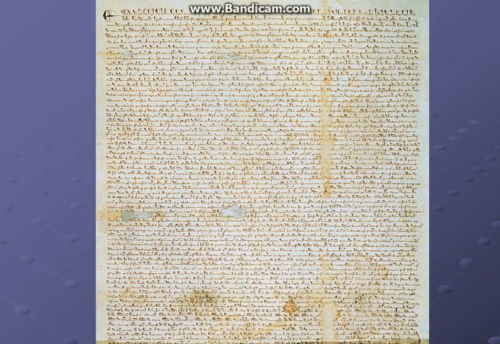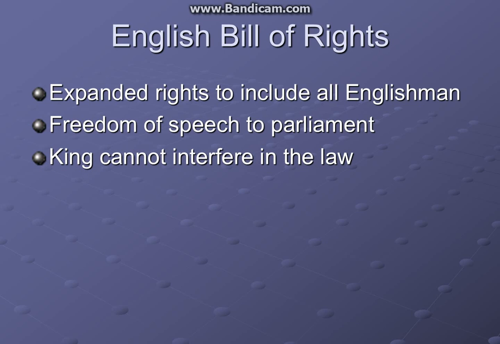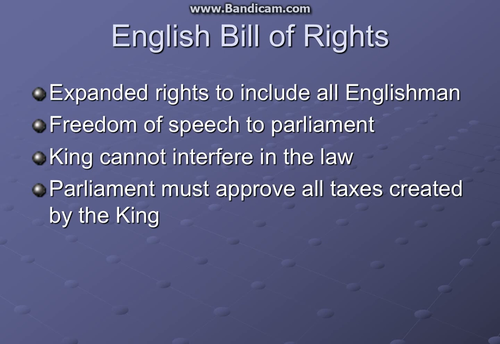This is going to lead to more sharing of power down the road, more specifically about 400 years later with the English Bill of Rights. This was signed in 1689, which gave a whole bunch of rights. This extended rights to all Englishmen, and this is really where the whole no taxation without representation idea came from during the American Revolution, specifically addressing this document.